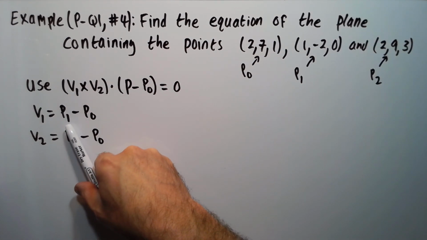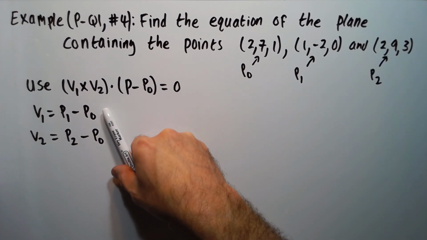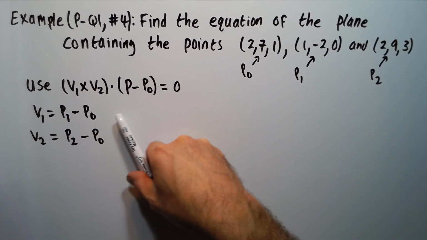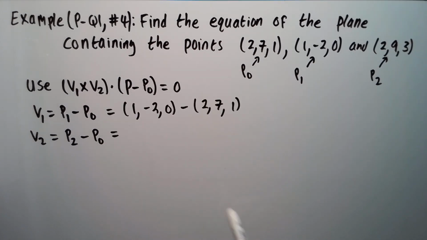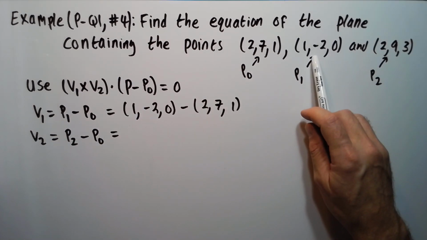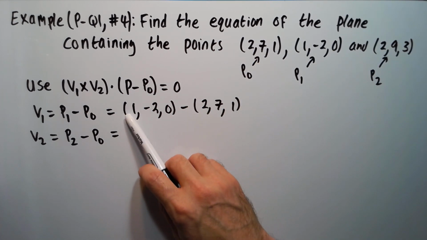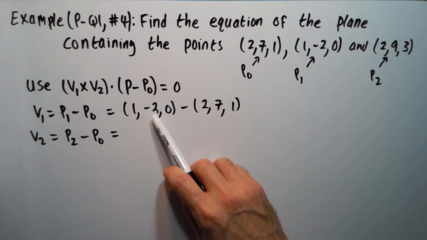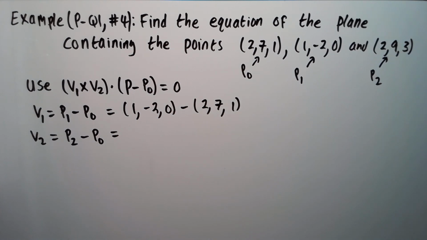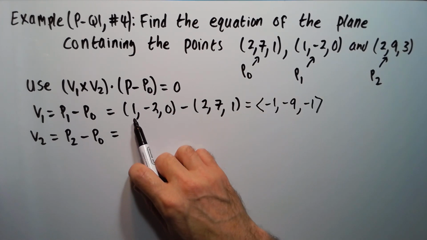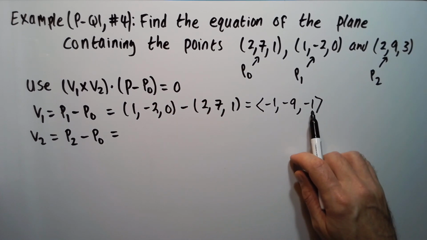So our V1 is defined to be P1 minus P0, and V2 is P2 minus P0. We write these using these values here. Doing P1 minus P0, here's my P1, (1, -2, 0), minus my P0, which is (2, 7, 1). Subtracting the x components, that'd be 1 minus 2, then -2 minus 7, then 0 minus 1. So it'd be 1 minus 2, which is -1, then -2 minus 7, which is -9, and 0 minus 1, which is -1.